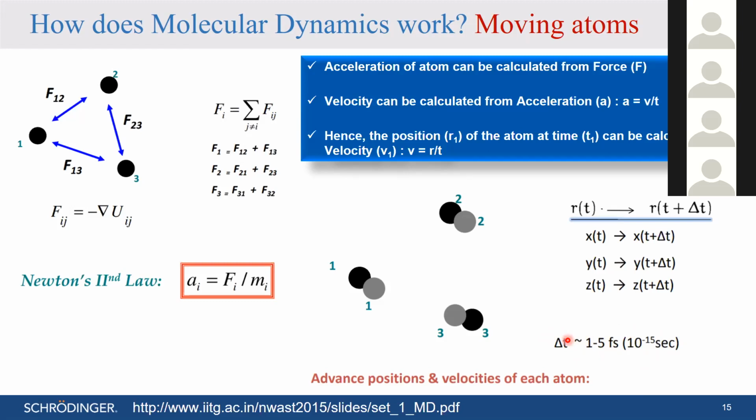If you have to run it for 1 nanosecond, then you have to repeat this calculation 1,000,000 times, that is 10 lakh times. And if you want to do this calculation for a microsecond, then you have to do it 100 crore times. And because you have to do it 10 lakh times or 100 crore times, this method is computationally very expensive compared to the other methods.